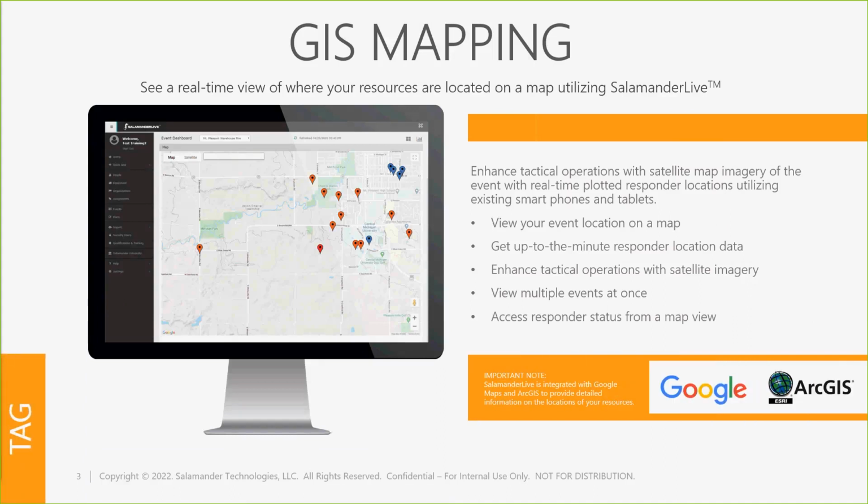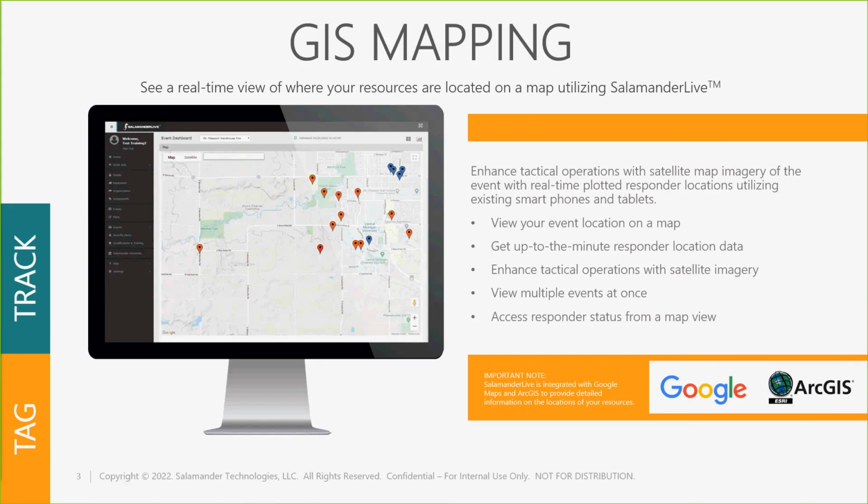So the first feature I want to really talk about is the GIS Map feature. This is a feature within Salamander Live that leverages the Track app. What it does is allow you to see a real-time view of where your resources are located during an event. This comes with the Track app subscription. You do have to flag that on the user's account so that when they log into Salamander Live, they can see that.